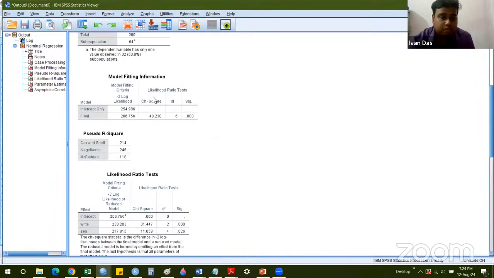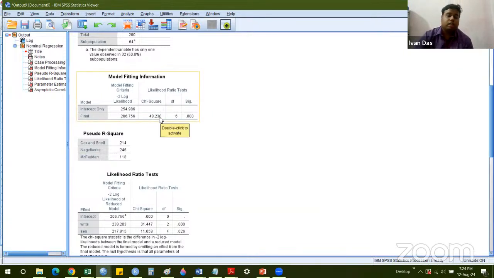The model fitting information, that I also have here. So the final one, you have to check the final one. We don't see the intercept, right? So you check the final one, model fitting criteria. Not only this one, actually the model fitting criteria can serve as the AIC. This final one is equivalent to AIC also.